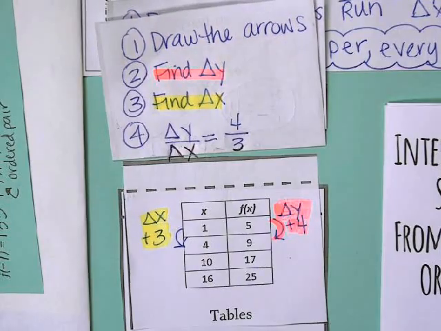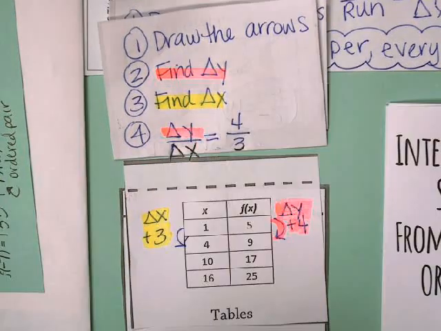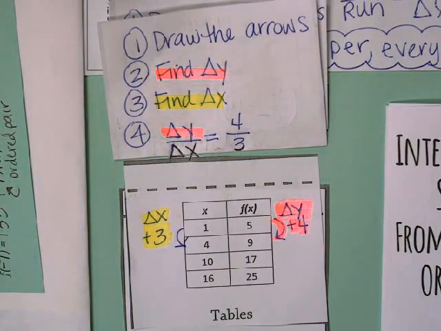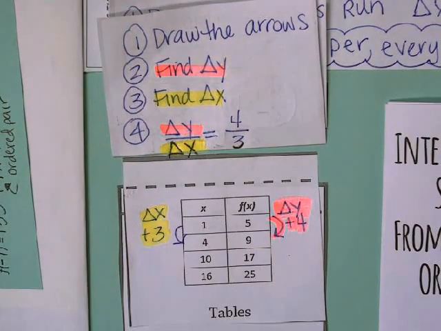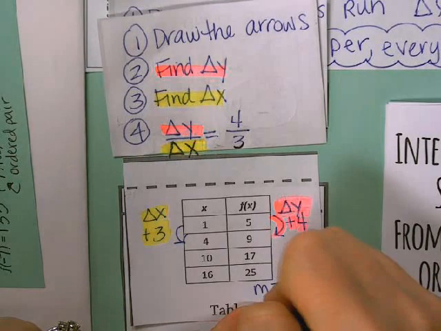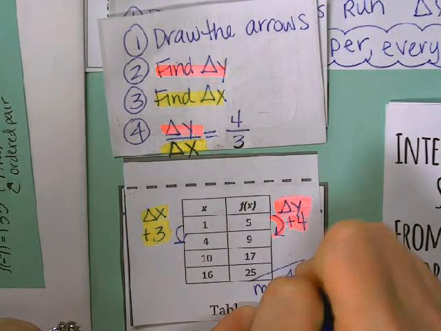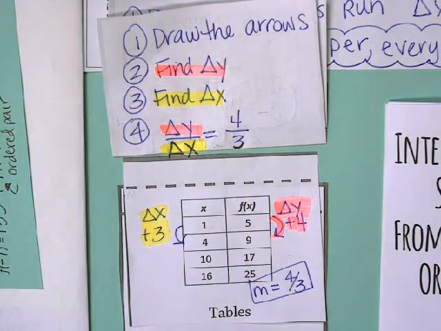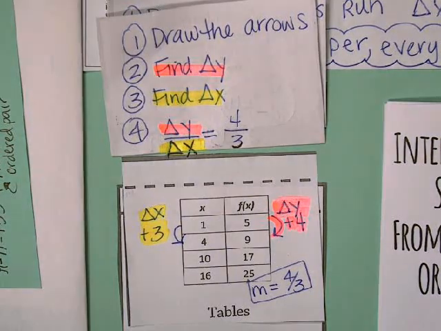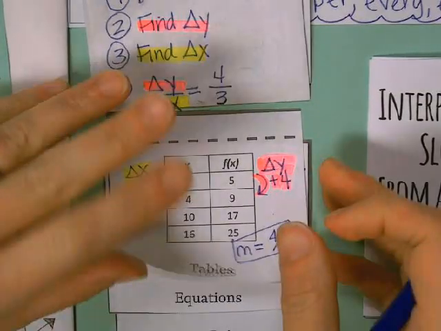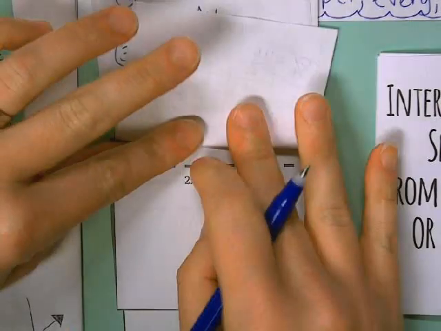Should show up a little bit better. Okay, so change in y is pink, and the change in x was yellow. So that's your answer. The slope is, so m equals positive 4 over 3. And if it's negative, then you write your negative 4 over 3.